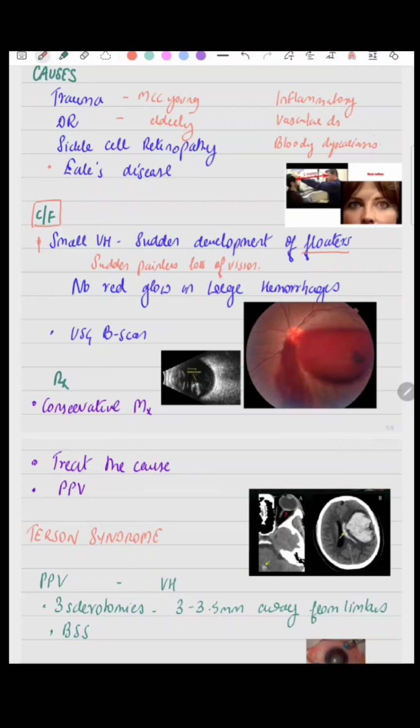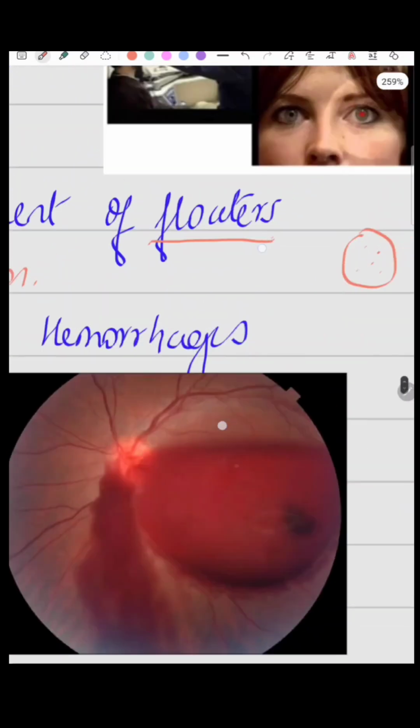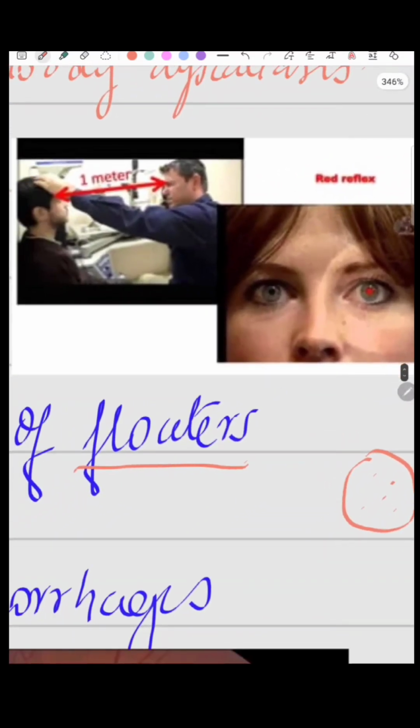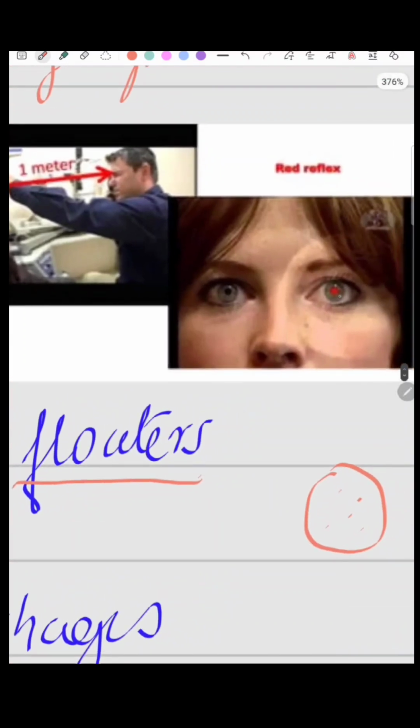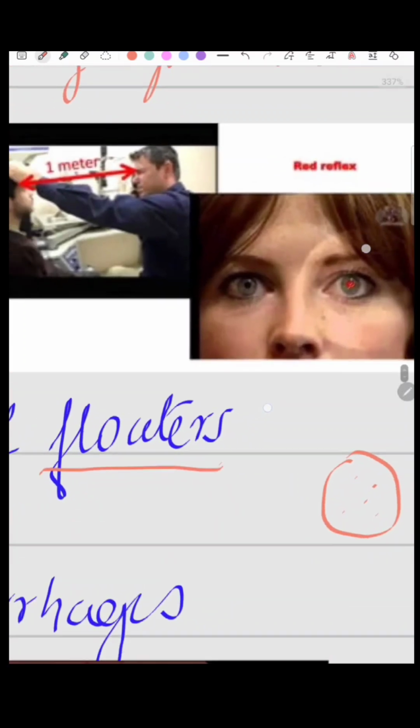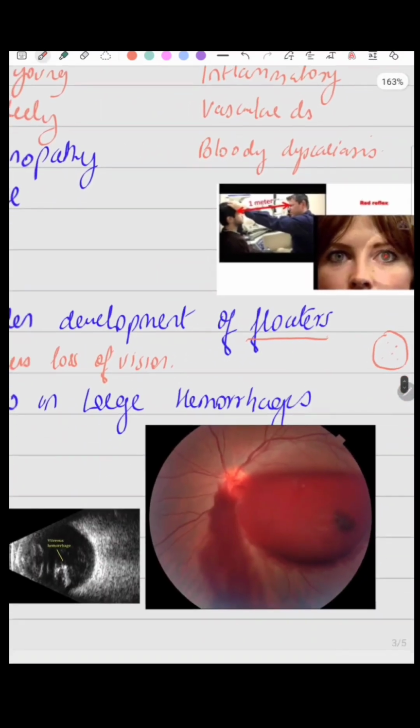Now in distant direct ophthalmoscopy, we see a black shadow against a red glow. Usually there is no glow in large hemorrhages. If the hemorrhage is small, then we can see these black opacities here. This is in distant direct ophthalmoscopy.